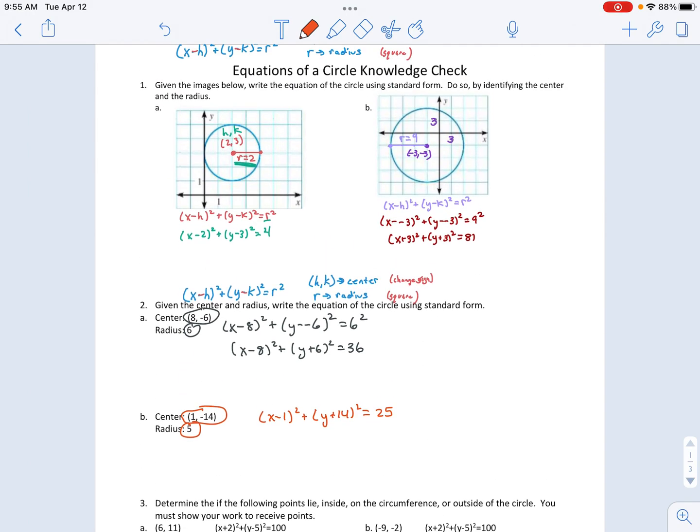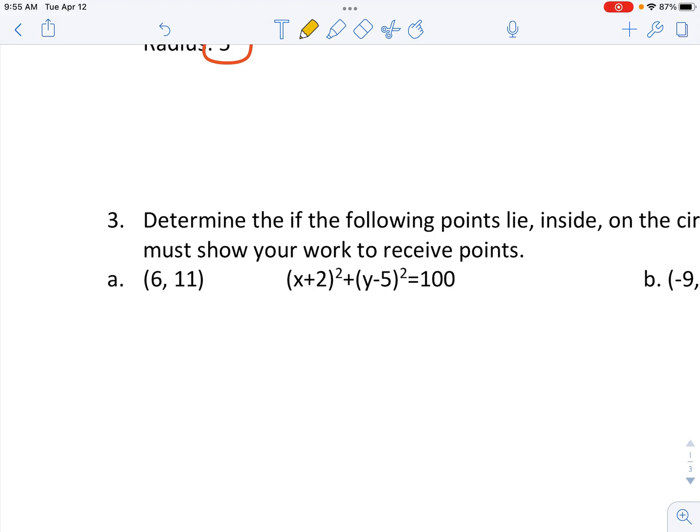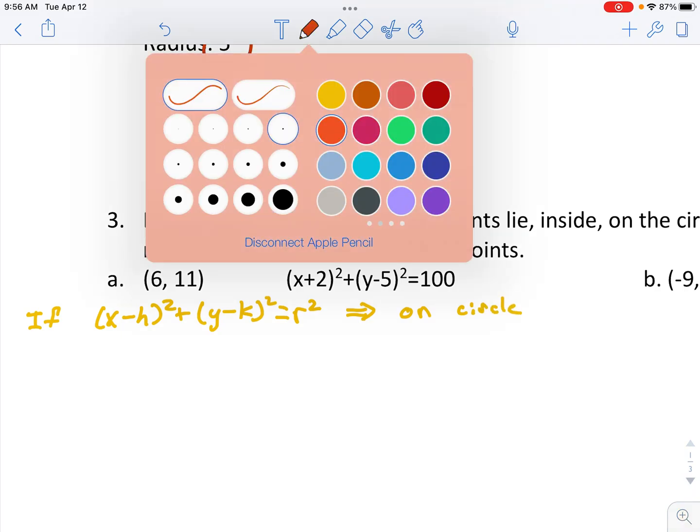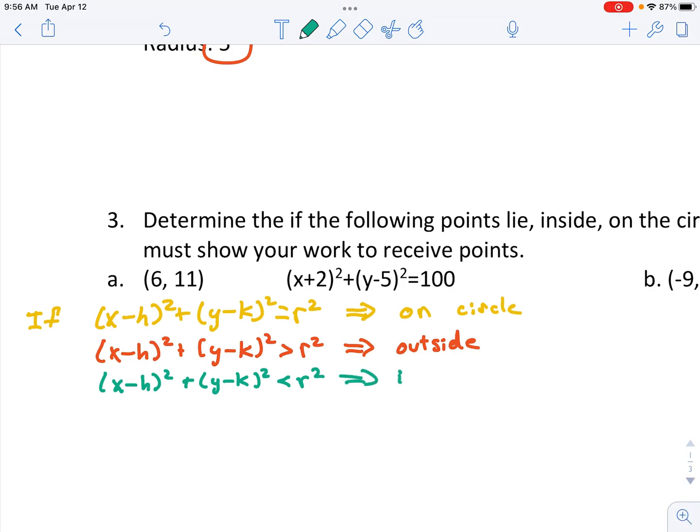All right, now we're going to determine if the following point lies inside, on the circumference, or outside of the circle. You must show your work to receive points. So this is the rule right here. If (x minus h) squared plus (y minus k) squared equals r squared, then the point is on the circle. If (x minus h) squared plus (y minus k) squared is greater than r squared, then the point lies on the outside of the circle. And in the last case, if it is less than r squared, then it lies inside the circle.